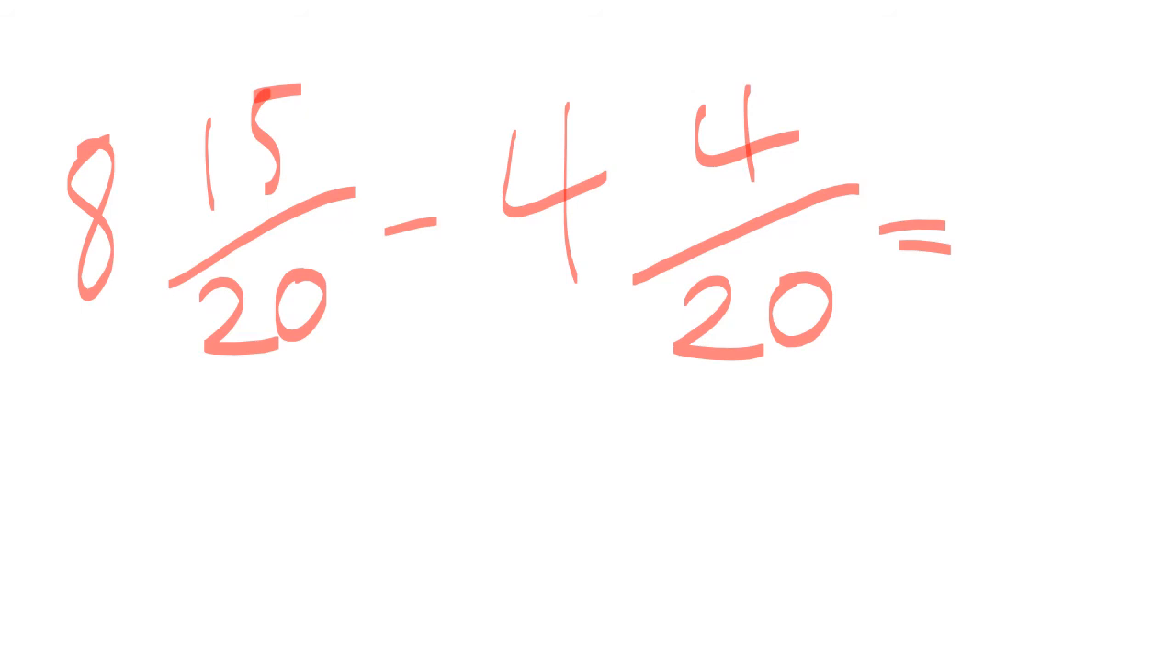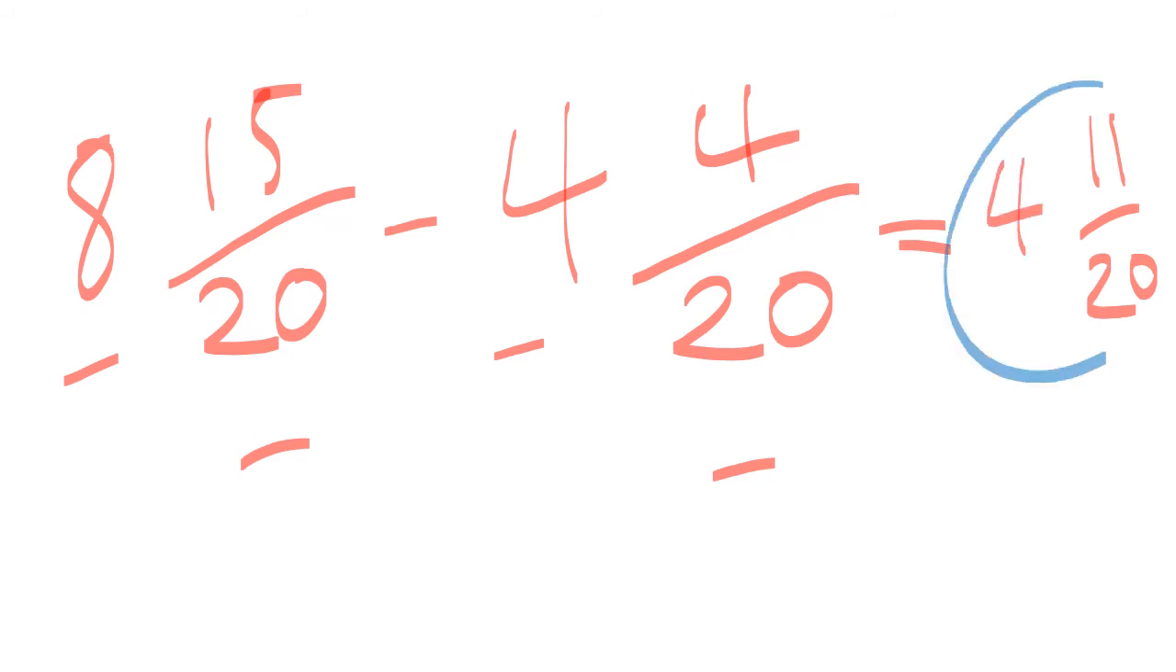Like I've said, do the fractions first. 15 over 20 minus 4 over 20 is 11 over 20. And 8 take away 4 is 4. So your answer should be 4 11/20.